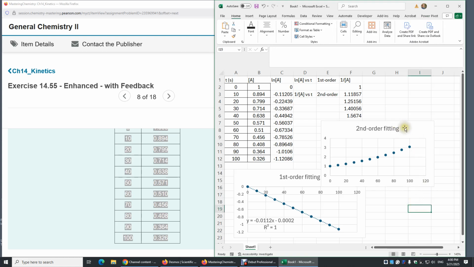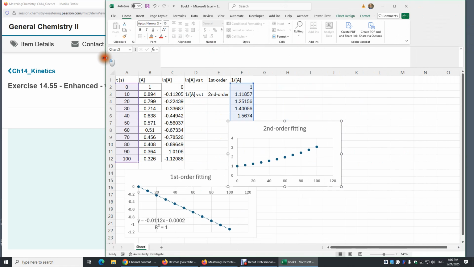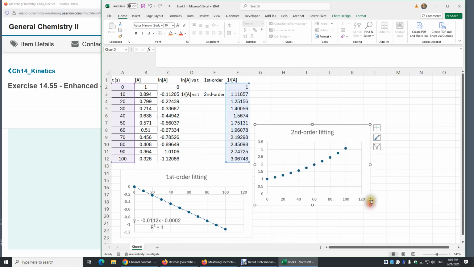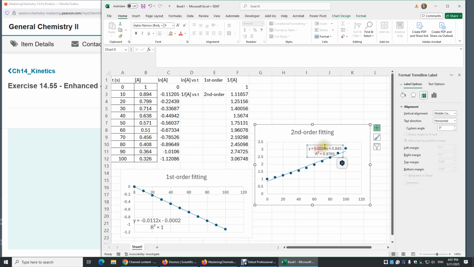I didn't label the horizontal axis and vertical axis because I just want to finish tackling this problem as soon as I can. Now let's do this trend line, more options. I'm going to try linear again. This is the second order fitting. If it's a second order reaction, 1 over A should be linear with time. Apparently it's not as linear as this one, and R squared is less than 1.